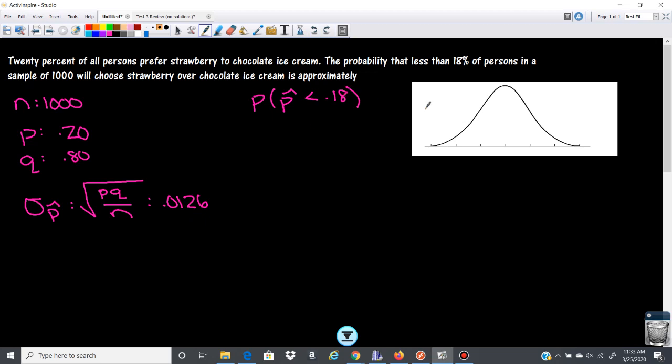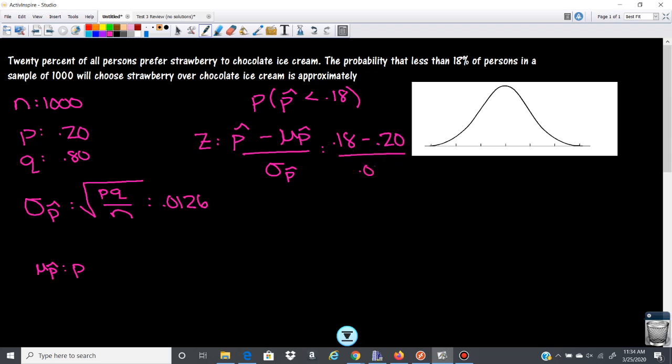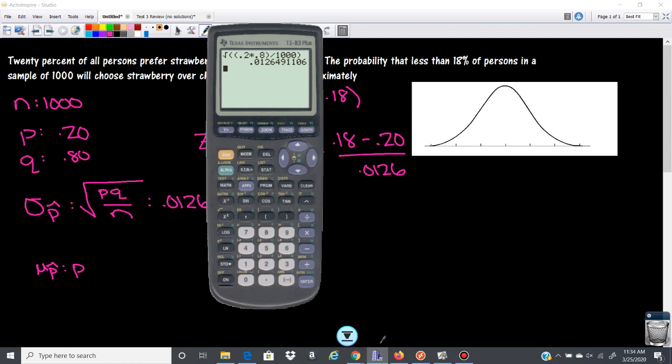So here's what we want to do. We want to normalize the score, or standardize it. So we're going to find the z-score, which in a proportion is given to us by p hat, that's our proportion that we want, minus our mean of p hat over the standard deviation of p hat. So we get to say p hat a lot. So in here, this is 0.18 minus the mean of p hat. Remember from our previous lesson, the mean of p hat is equal to p. So it's just that 0.2 there. So 0.20 over 0.0126.